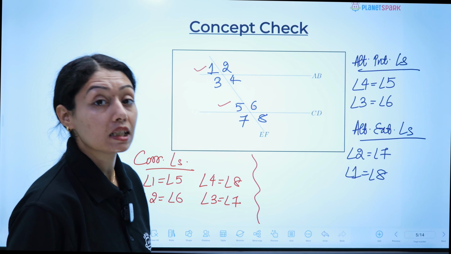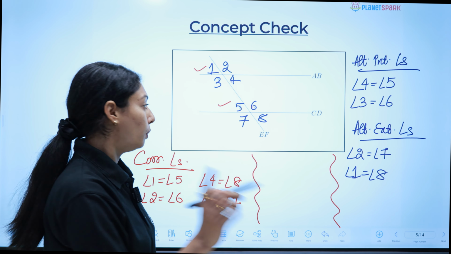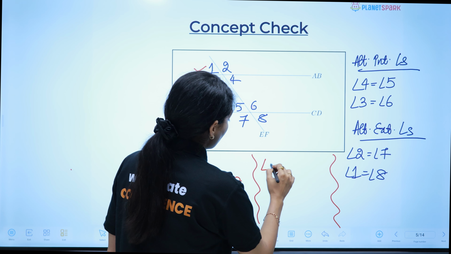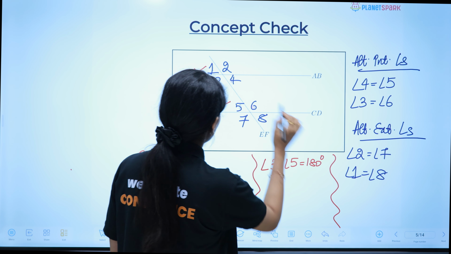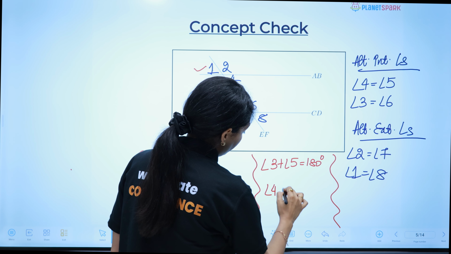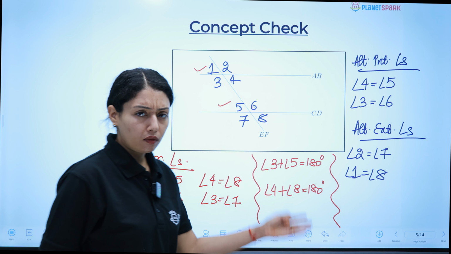Lastly, co-interior angles. Are they equal? No, they are not. But their sum is 180. So angle 3 plus angle 5 is equal to 180 degrees. Then angle 4 plus angle 6 is equal to 180 degrees. Can we prove that?